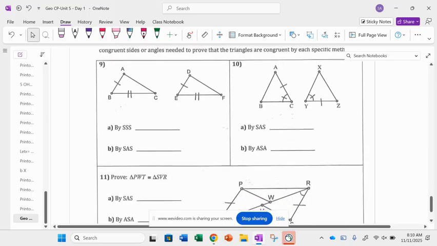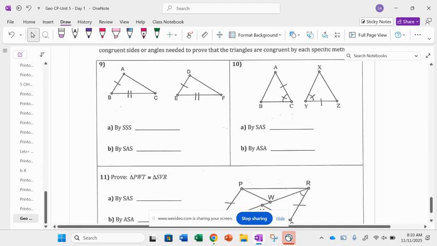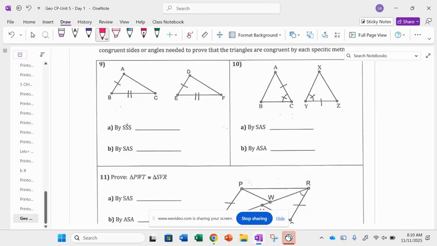Okay, so now this next part is we're saying what additional information would we need to say the triangles are congruent by the given method. So if I wanted to state that these triangles are congruent by side, side, side, what extra information would we need to be told? Leilani? You got it. We would need AC congruent to DF.